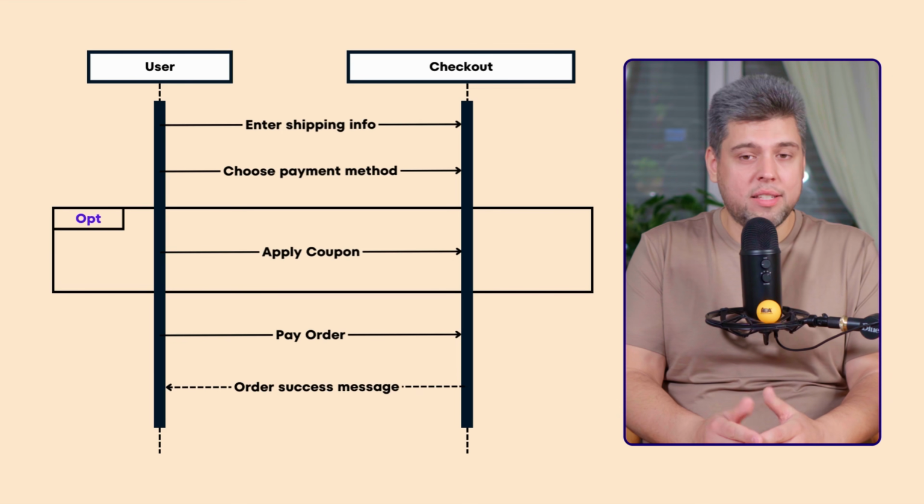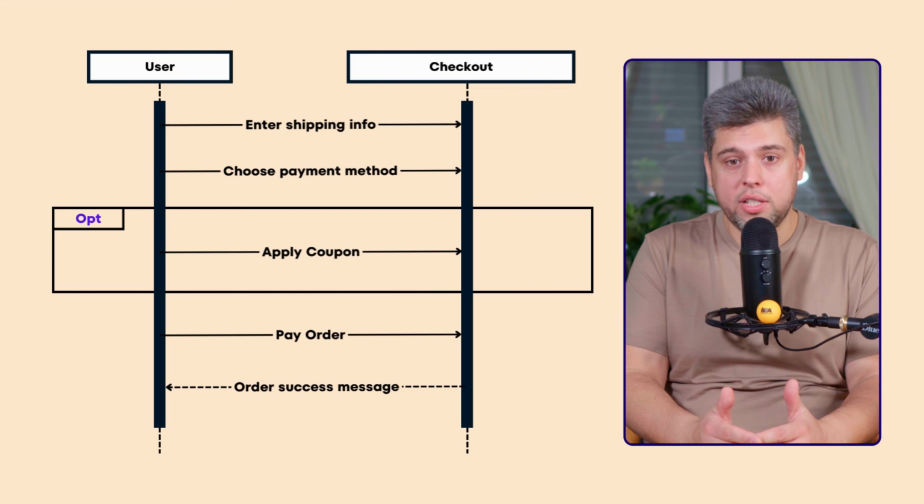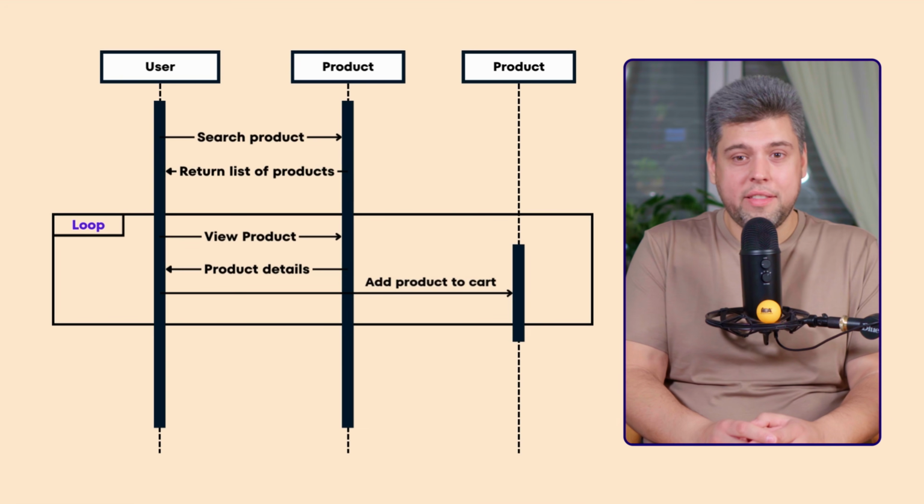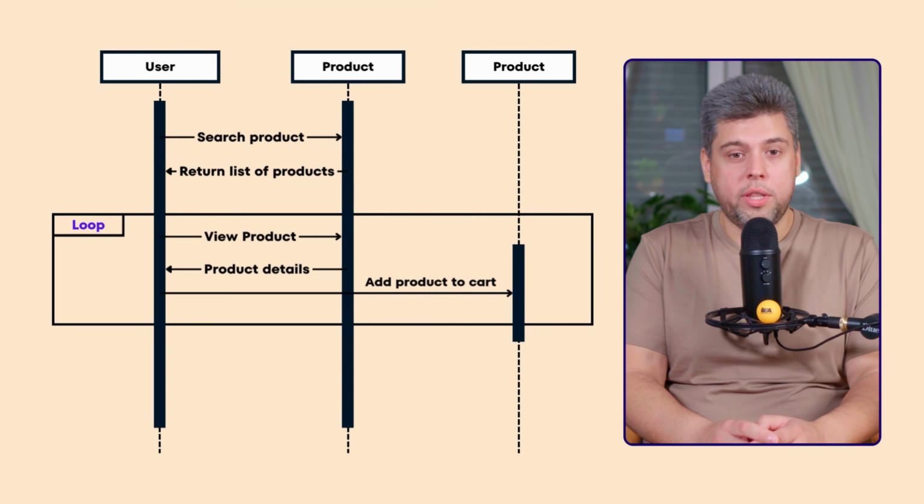For example, if the customer applies a discount code during checkout, we can use an opt fragment to show this optional behavior. If no discount code is applied, the interaction part is skipped. The loop fragment represents actions that repeat multiple times. This is useful for modeling iterative processes within your system.